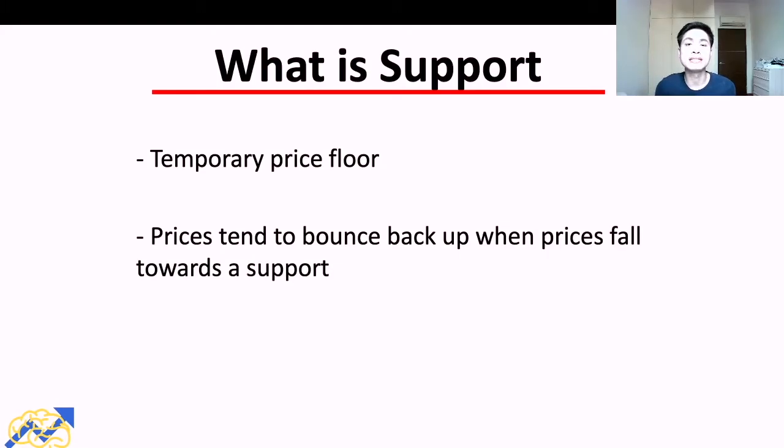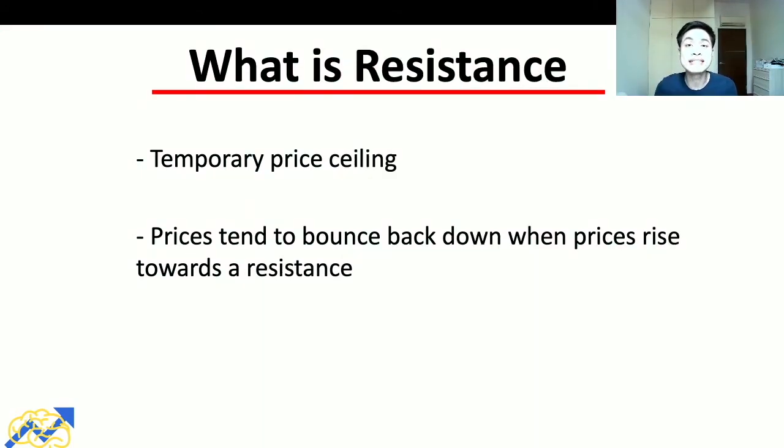The first thing that we'll be taking a look at is what a support level is. A support level is a temporary price floor. So when prices reach a support level, prices have a higher probability of bouncing back up. And that is what a support level is. A resistance level is a temporary price ceiling. When prices reach a resistance level, there's a higher probability that prices are likely to bounce back down. And that is what a resistance level is.